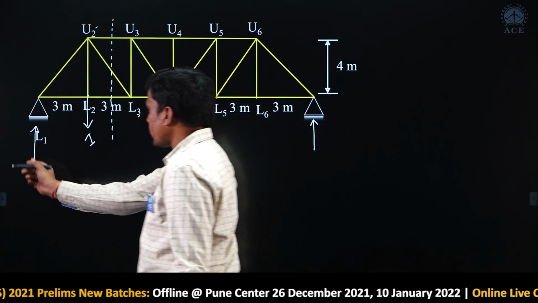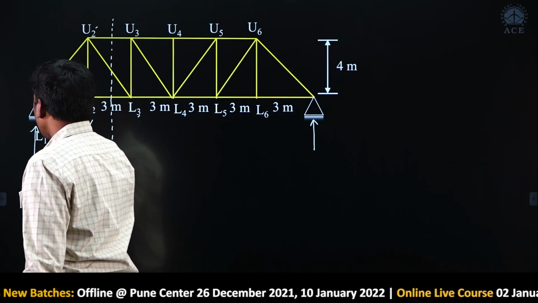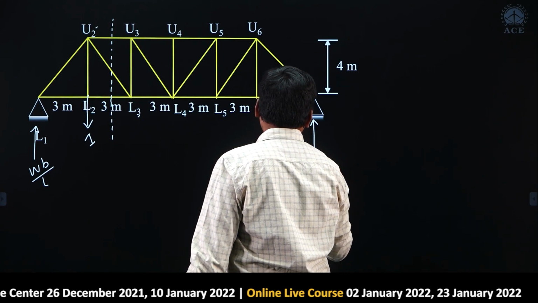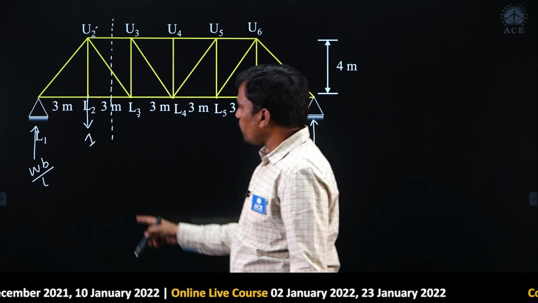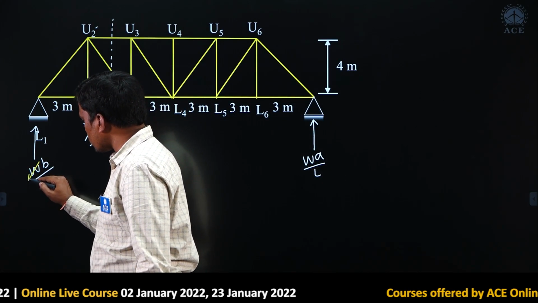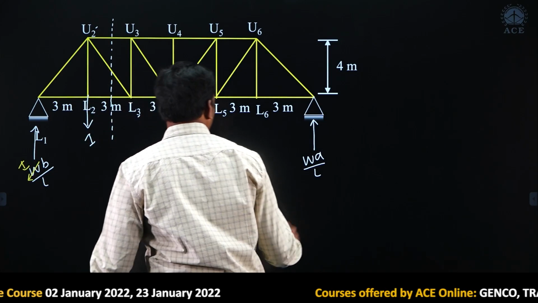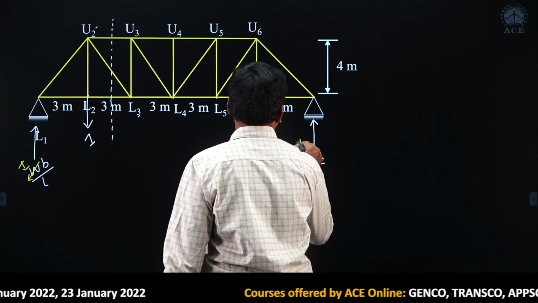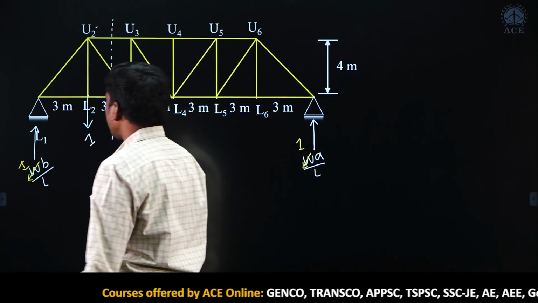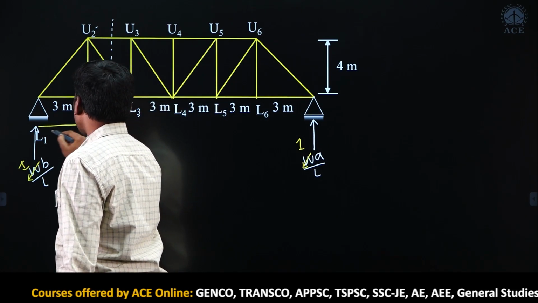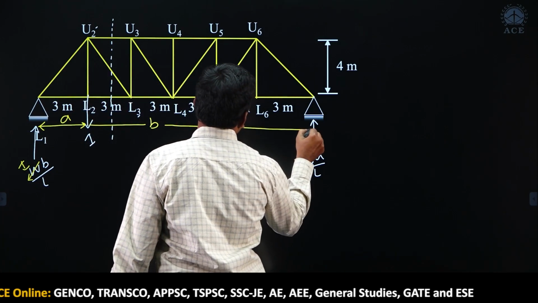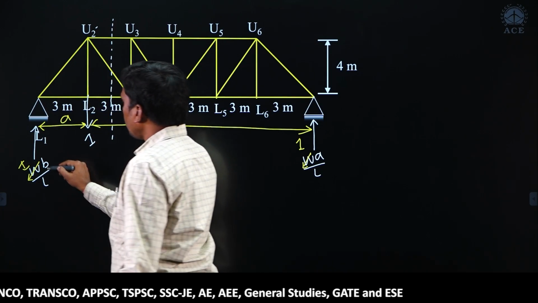Simply supported truss subjected to eccentric loading, then the vertical reaction is WB by L and the other vertical reaction is WA by L. What is the value of W? W equals 1, because we are applying a unit load. Then what is the A value here? This is the A value and the remaining distance is the B value. WB by L, right.